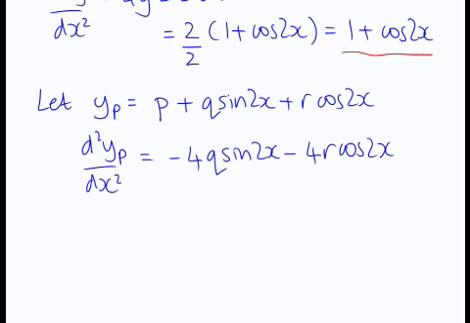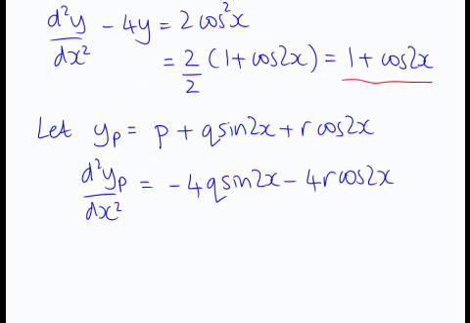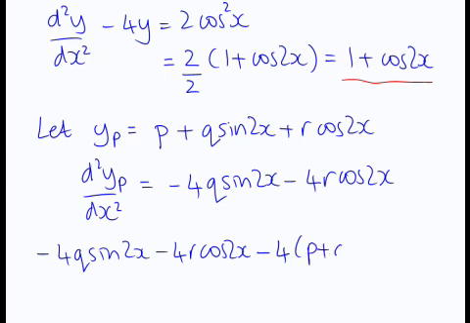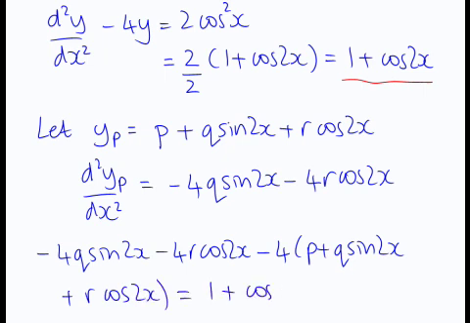So if I substitute those into the differential equation, which you can see here at the top of the screen, I get minus 4q sine 2x minus 4r cos 2x. That's the d2y by dx squared bit. Then I get minus 4y, and that equals the right-hand side, which is 1 plus cos 2x.